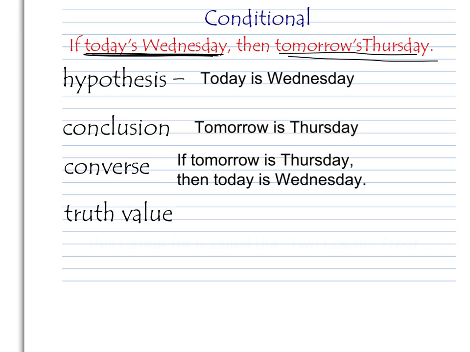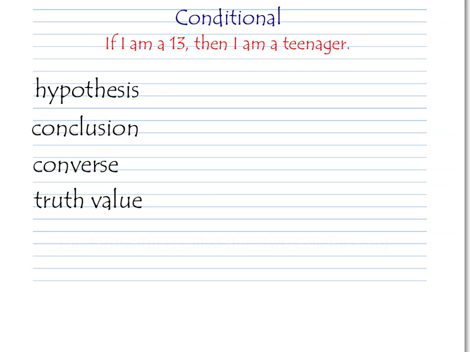So the original statement, if today is Wednesday, then tomorrow is Thursday, I think you'd agree that is always a true statement. Now what about the converse? The converse says, if tomorrow is Thursday, then today is Wednesday, and that also happens to be true. Now just because a statement is true doesn't mean its converse is true, and I'm going to show you an example of that. So here's another example.